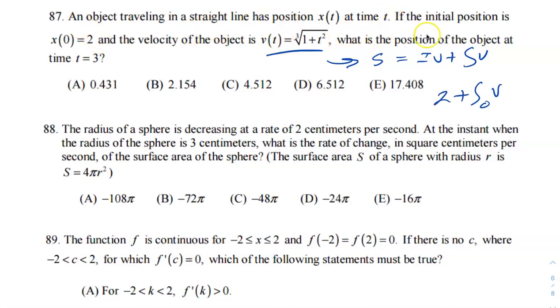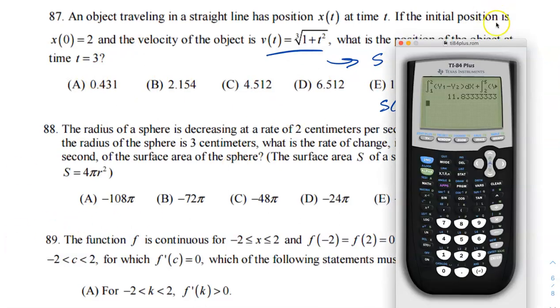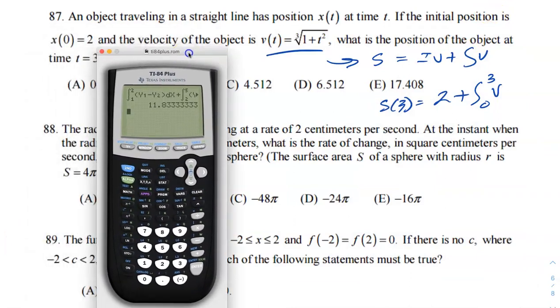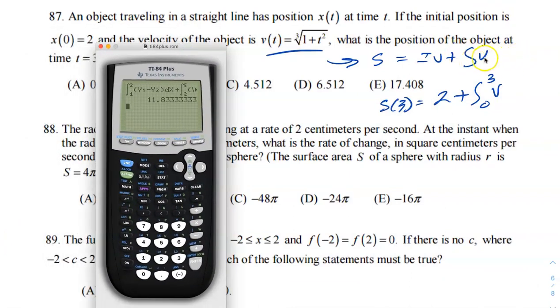And what am I looking for? t equals 3. So s of 3 equals the integral from 0 to 3. I guess it should have been x, but anyway, we're going to plug this into our calculator. That's it, right? Anytime you have a derivative and you try to find the initial function, all you have to do is integrate the derivative and add the initial value. The initial value is here, 2. I was looking for 3, so 3 goes up there. And where's my x value of the initial? 0.